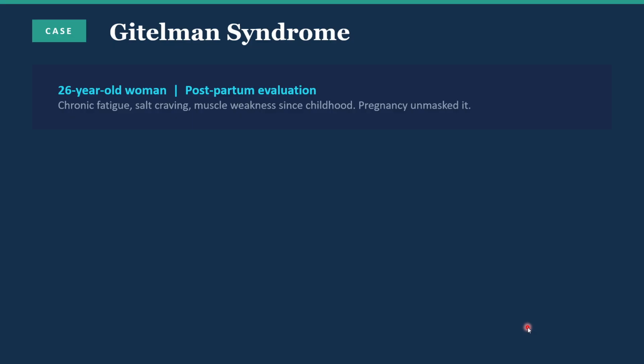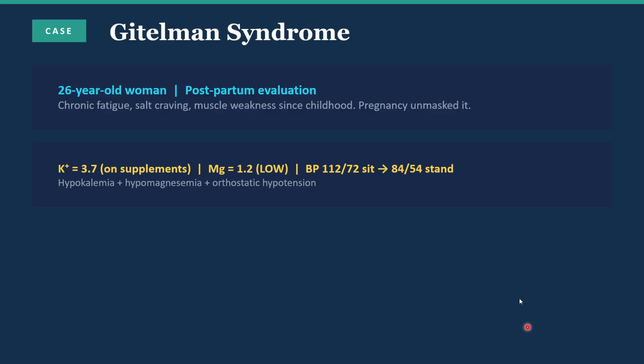And that's actually typical for Gitelman. Late presentation is the norm. Many patients aren't diagnosed until adulthood. Pregnancy, diuretic use, or any intercurrent illness can tip them over from compensated to symptomatic.